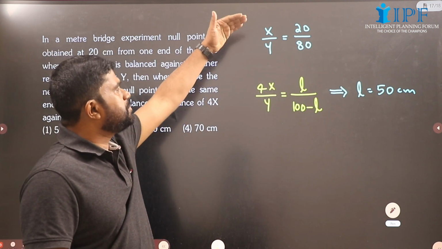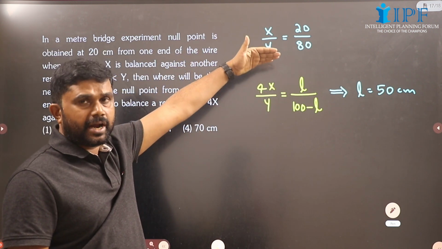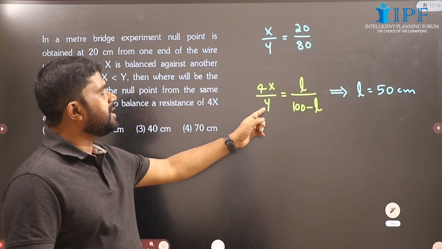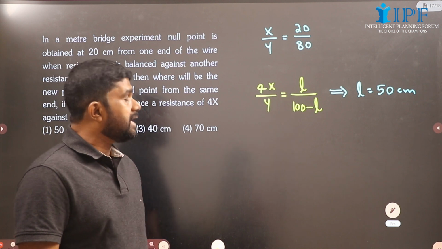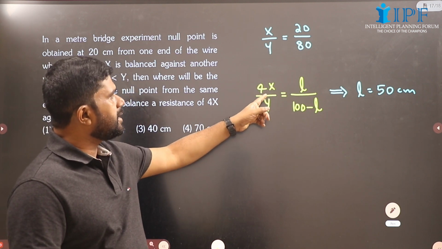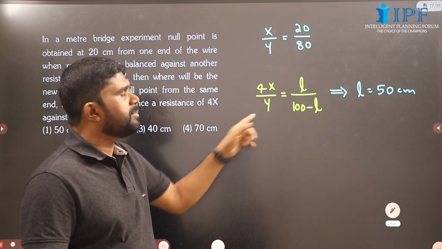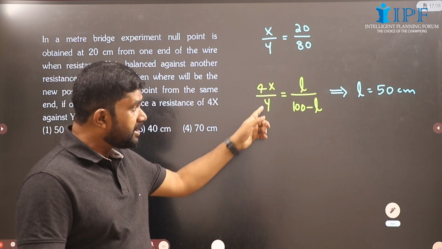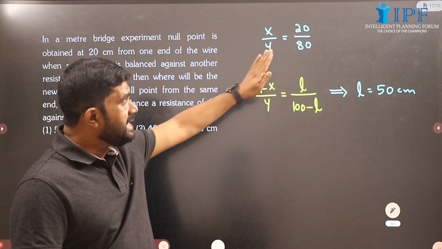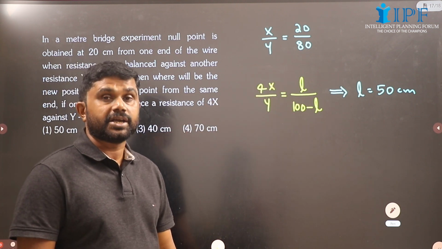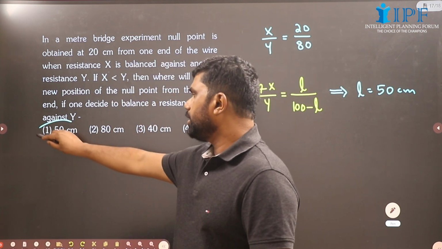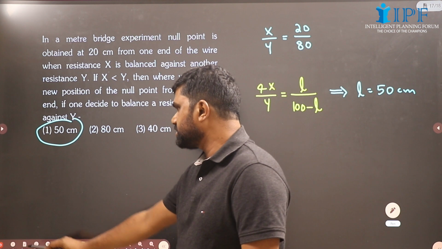Now X by Y will be equal to 20 by 100 minus 20, that is 80. Now 4X by Y will be equal to L divided by 100 minus L. Now this X by Y can be replaced by 1 by 4. So here we will get 1, or L and 100 minus L are equal, or L will be equal to 50 centimeter. L equal to 50 centimeter, the new balance length.